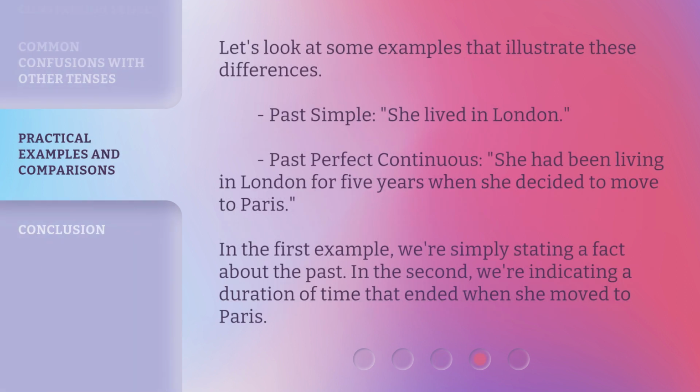Let's look at some examples that illustrate these differences. Past simple. She lived in London. Past perfect continuous. She had been living in London for 5 years when she decided to move to Paris. In the first example, we're simply stating a fact about the past. In the second, we're indicating a duration of time that ended when she moved to Paris.